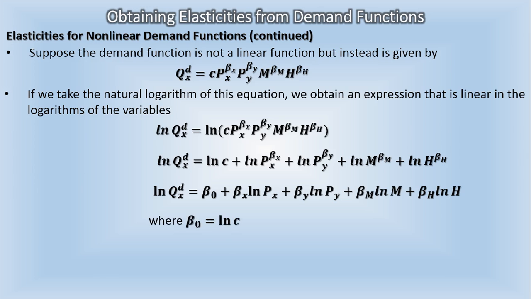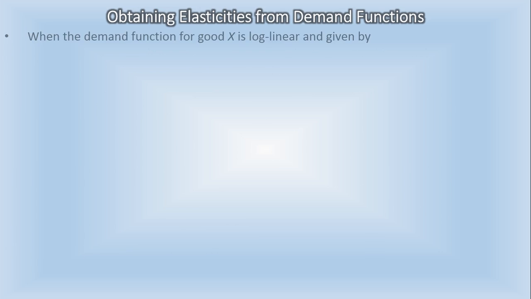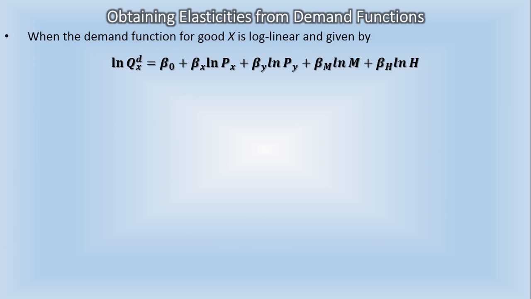All right. So again, beta naught is equal to ln of c. So again, this relation is called a log linear demand function. When the demand function for some good x is log linear and given by this expression here, the elasticities are really easy to get. So the own price elasticity of demand is just the coefficient on the log of the price. So beta x is the own price elasticity of demand.